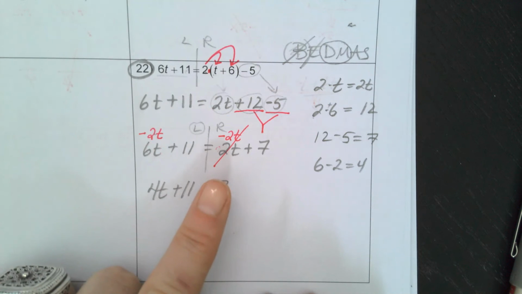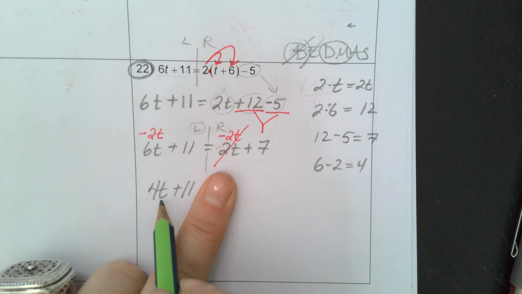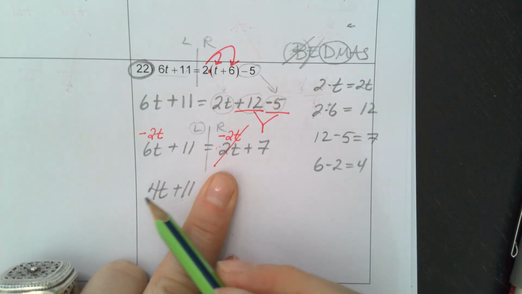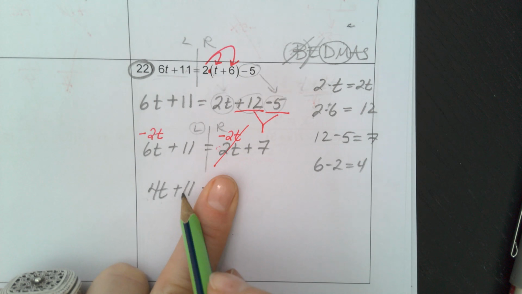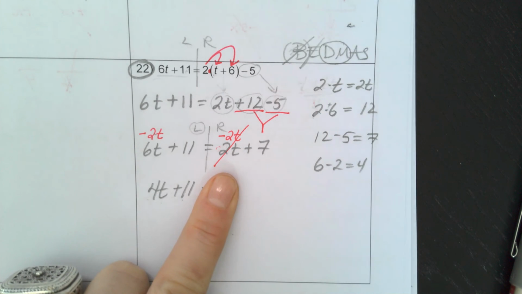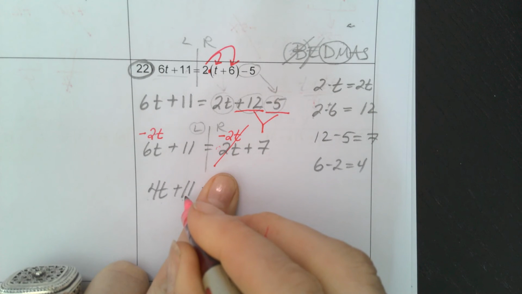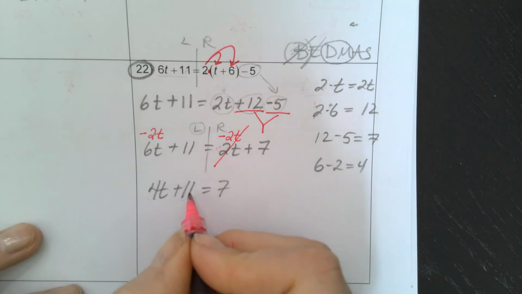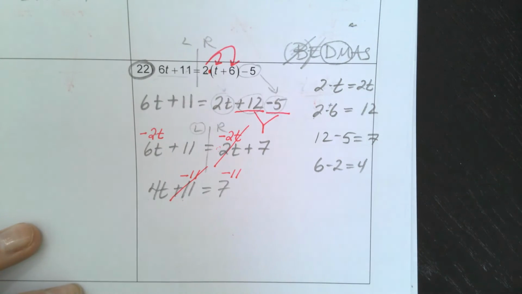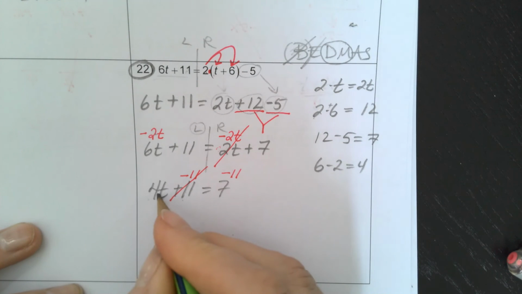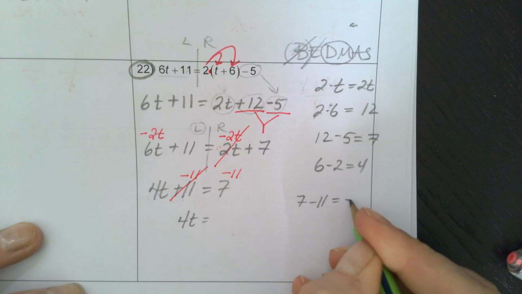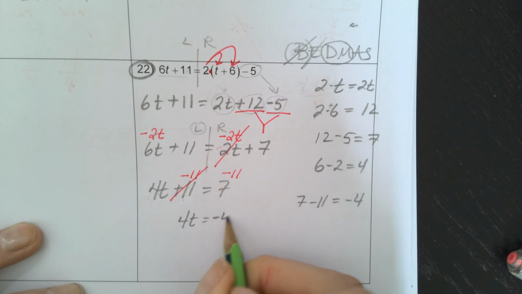So the t is on the left. T wants to be alone, so I have to get rid of the 4 and the 11. The 4 is close to the t, so it's like a best friend, and the 11 is far, it's like the neighbor. So if you have to get rid of one of them, get rid of the neighbor, because he's far. So we do opposite. This is plus 11, so we do minus 11, minus 11. So that's 0, because 11 minus 11 is 0. Now I just have my 4t. 7 minus 11 equals minus 4. So I'm left with minus 4.